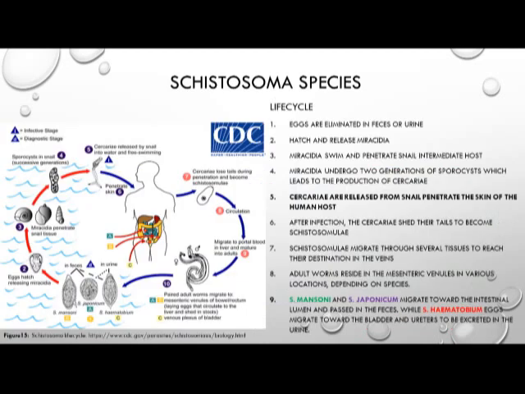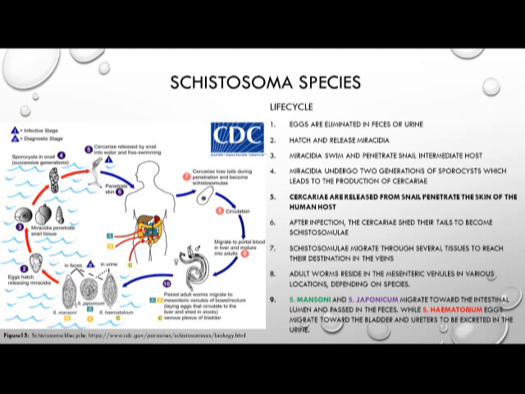So for the life cycle of the Schistosoma species, we're going to begin with the eggs being eliminated from the feces or urine, depending on the species, of the infected human. That egg will then hatch and release a miracidium, which will then swim and penetrate the intermediate host, the snail. That miracidium will then undergo a developmental process to produce a cercaria. That cercaria will then swim and penetrate the skin of the human host, and that is how humans become infected with the Schistosoma species.